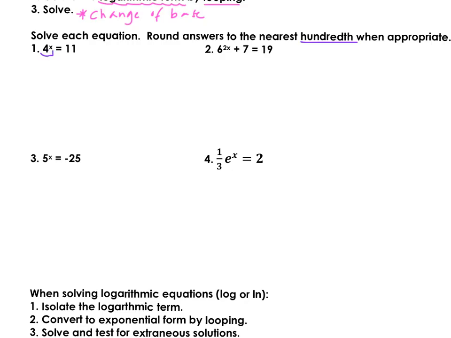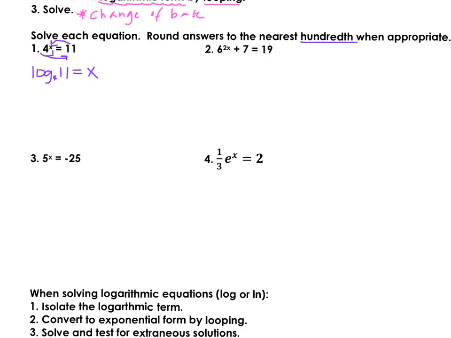Step 2, if we convert it to logarithmic, remember when we do this, we just use log, keep our base, that little sub 4, and then we loop. What are we taking the logarithm of? 11. What do we want it to equal? Well, that's our exponent x. Notice in this form, our variable is already isolated, but we need to round to the nearest hundredth.